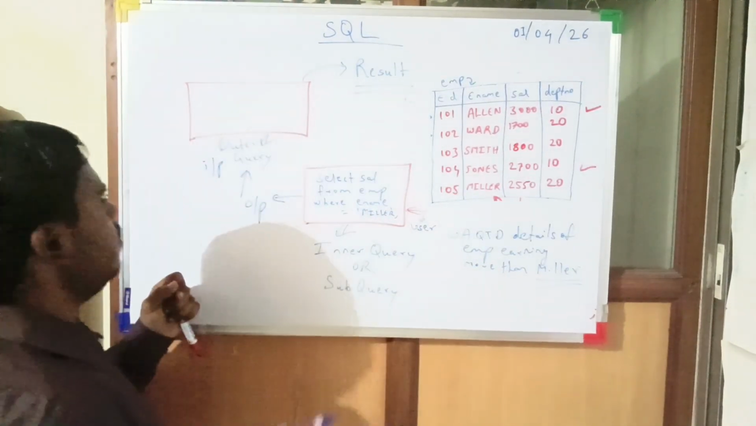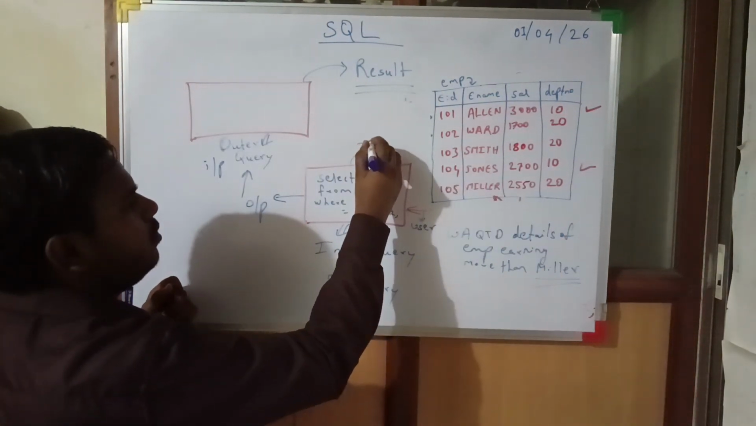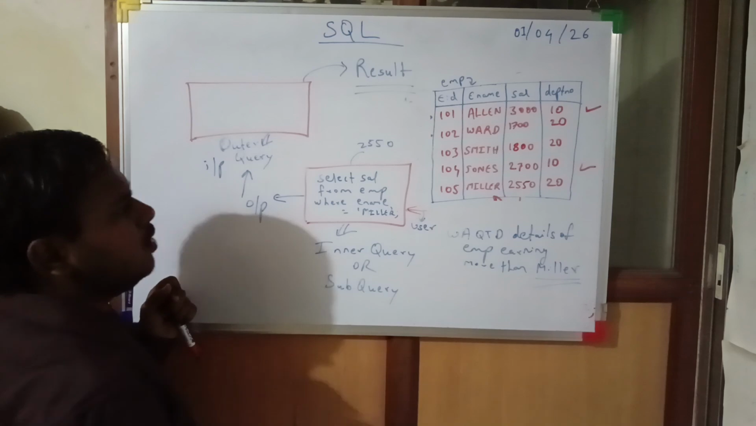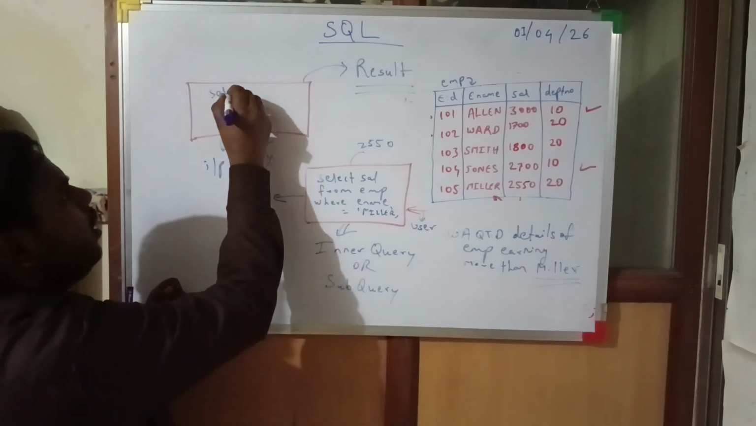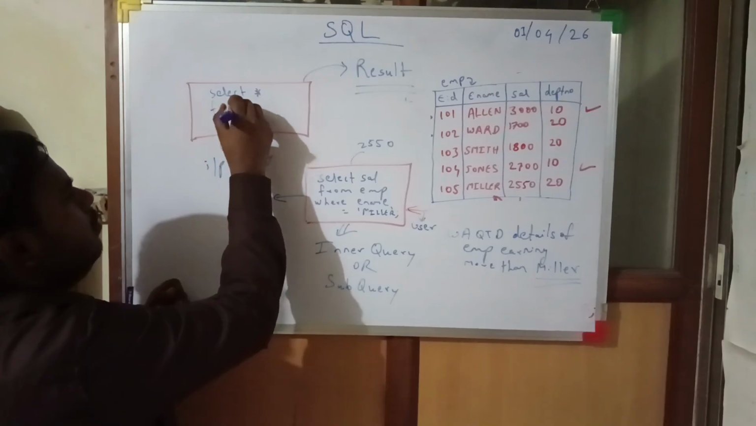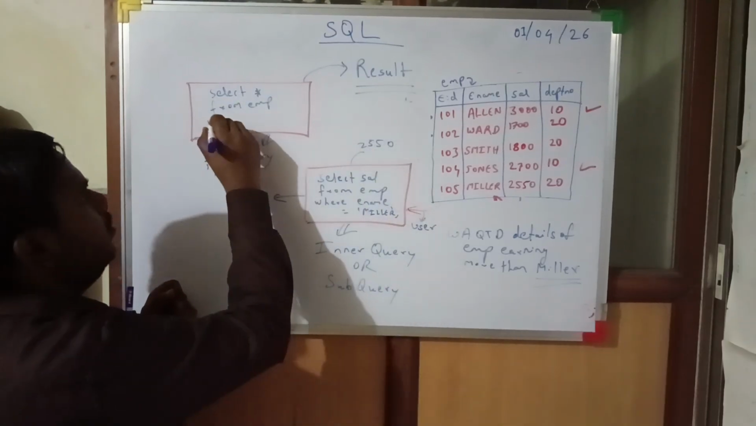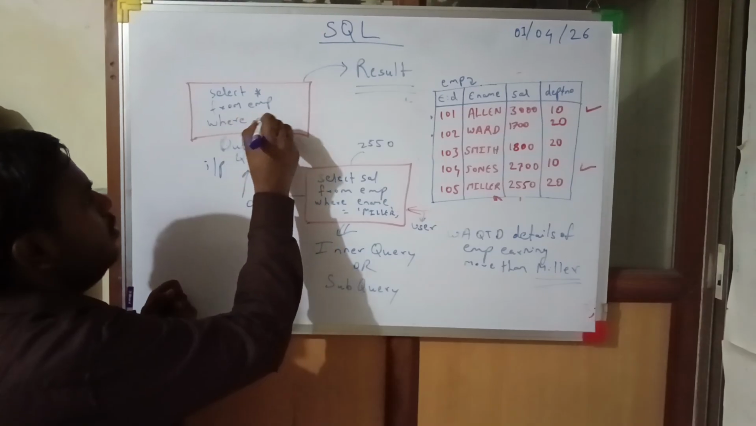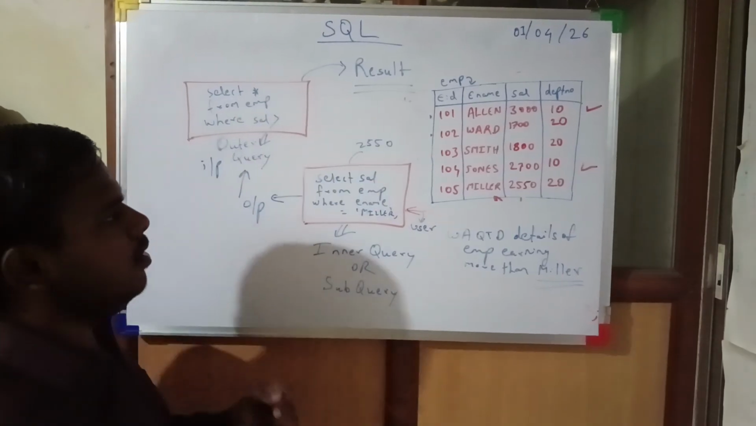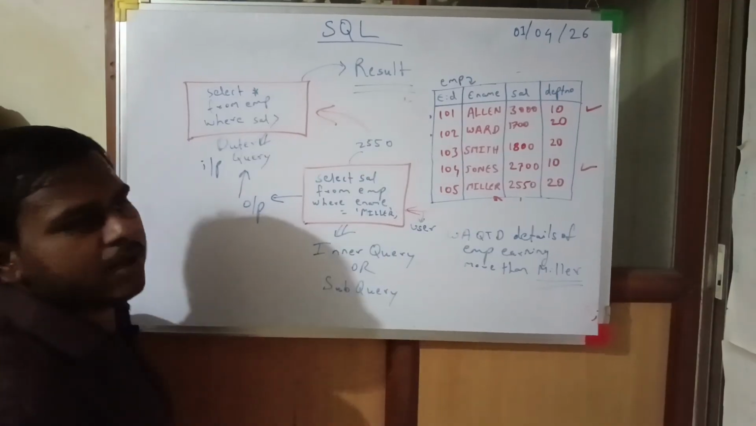Now this is the inner query. It will give the salary, and the output is 2550. Now I want to see the entire employee details from EMP. What is the condition? Salary greater than 2550. So where salary greater than, okay, this 2550 is given as an input to the outer query.